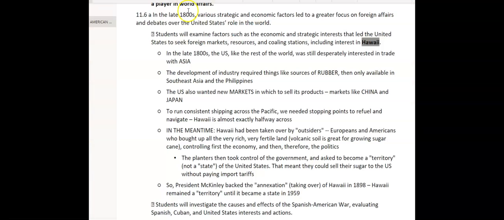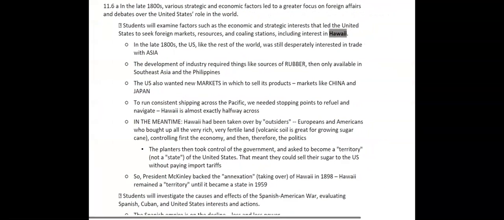So we go back to our notes here. In the late 1800s, like the rest of the world, the U.S. was desperately interested in trade with Asia. Development of industry required things like sources of rubber, then only available in Southeast Asia and the Philippines. The U.S. also wanted new markets in which to sell its products, markets like China and Japan. To run consistent shipping across the Pacific, we needed stopping points to refuel and navigate, and Hawaii is almost exactly halfway across.